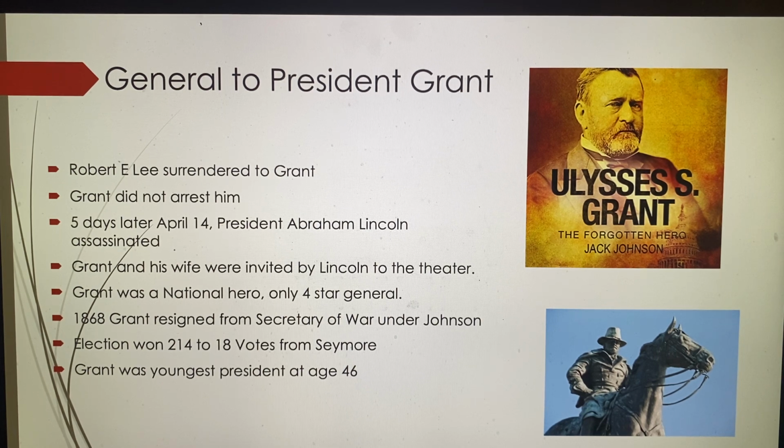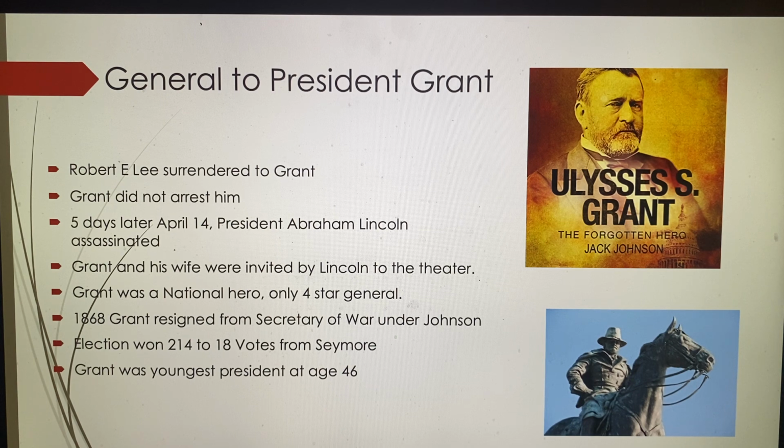In 1868, Grant resigned from his post as Secretary of War under Johnson. So we had Abraham Lincoln, and then Johnson became president. He was vice president, became president because Lincoln was assassinated. And Grant was put in as Secretary of War as Johnson got rid of his other Secretary of War, which was a tenure issue that they would try to impeach him about. But then Grant resigned. He didn't want anything to do with this. And I'm not sure that Grant really liked President Johnson so well. In fact, he didn't want to be aligned with him.